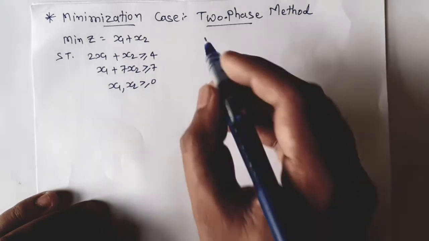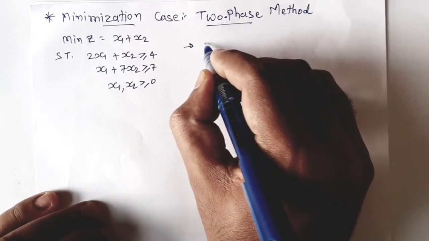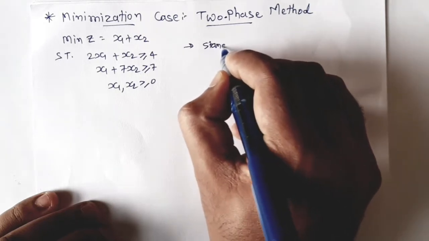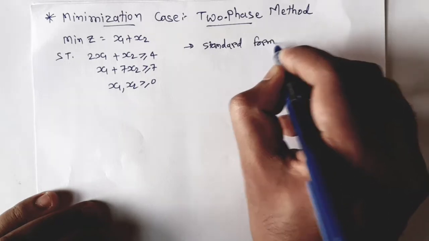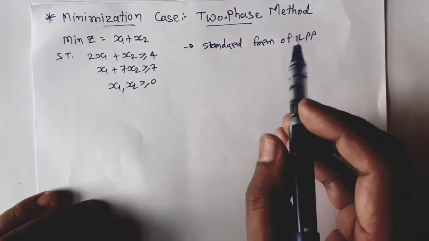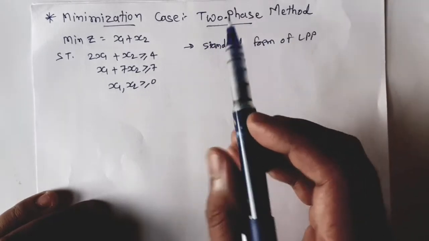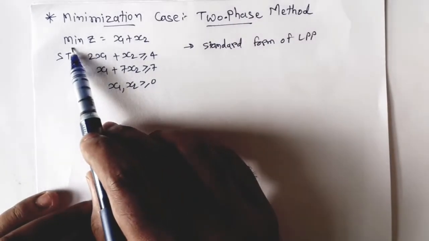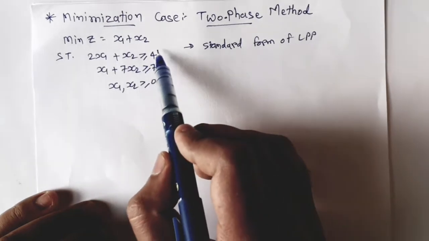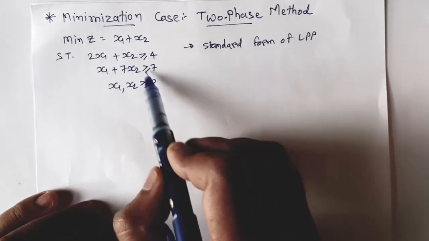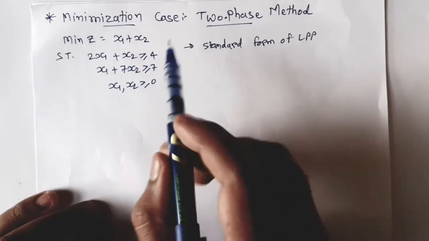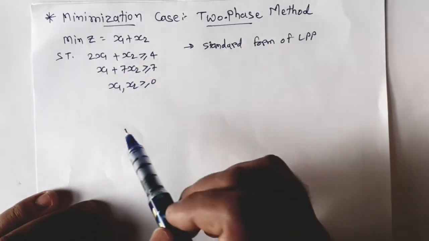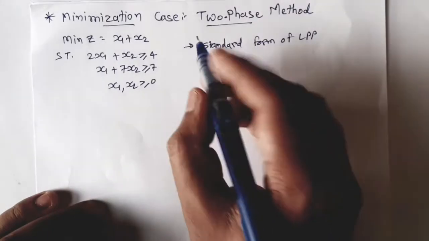Now we will move on to the second stage, which is nothing but the standard form conversion of the LPP, in which we have to consider three things. First, the objective function must be either minimization or maximization. Second, the right hand side of the constraints must be positive, or say non-negative. Third, all the constraints must be in the form of equations. So let's start.